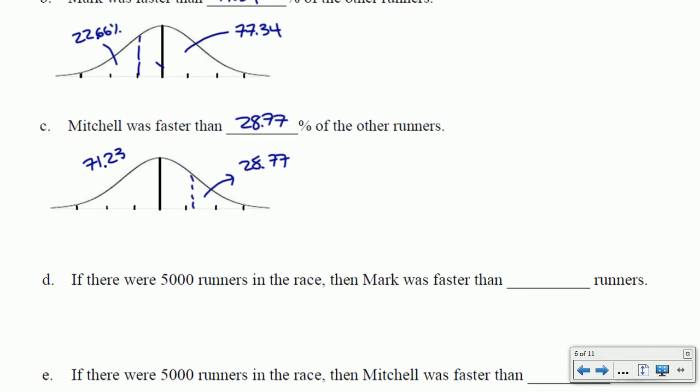Now if there were 5,000 runners in the race, then Mark was faster than how many runners? So we've already determined that Mark is faster than 77.34% of the runners. If we multiply that number as a decimal by 5,000, that'll give us the number of runners. So we go 5,000 times 0.7734, and that gives us 3,867. And knowing that Mitchell was faster than 28.77% of the runners, we multiply that number as a decimal by 5,000, so by 0.2877, and that gives us 1,439.